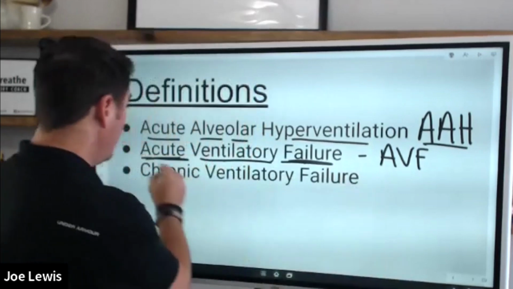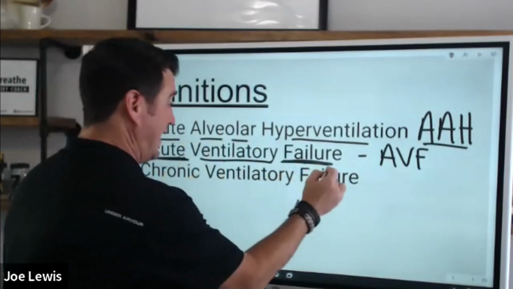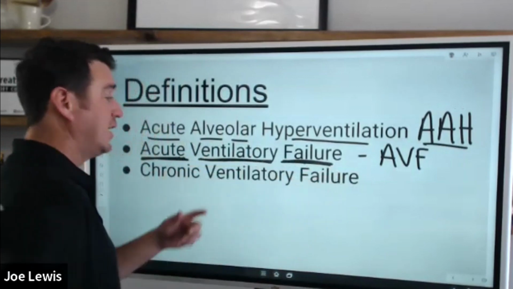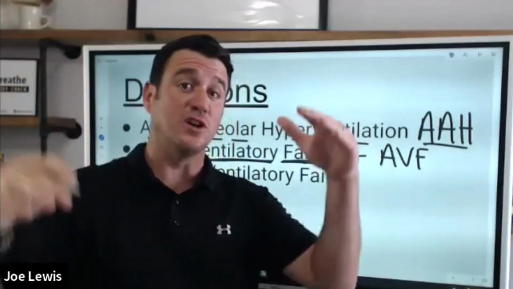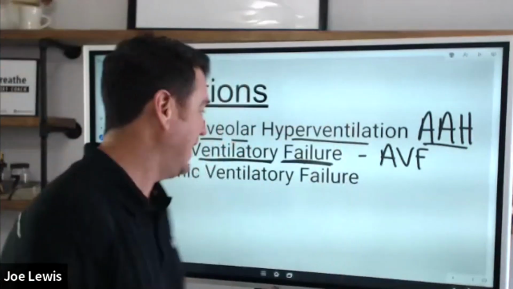So let's think about this. A person is acutely failing to remove carbon dioxide. This is going to cause a high CO2, resulting in a low acidotic pH.